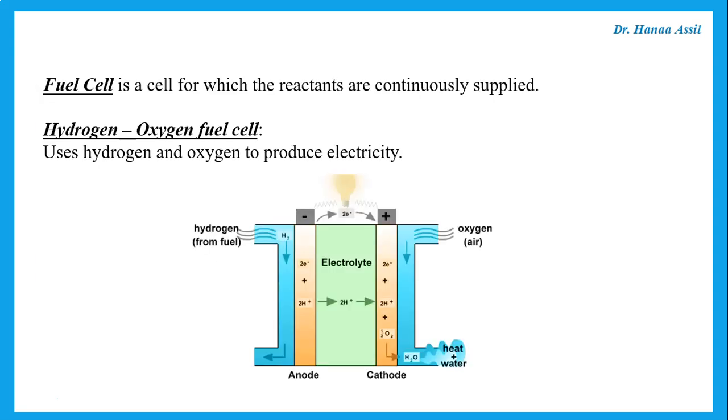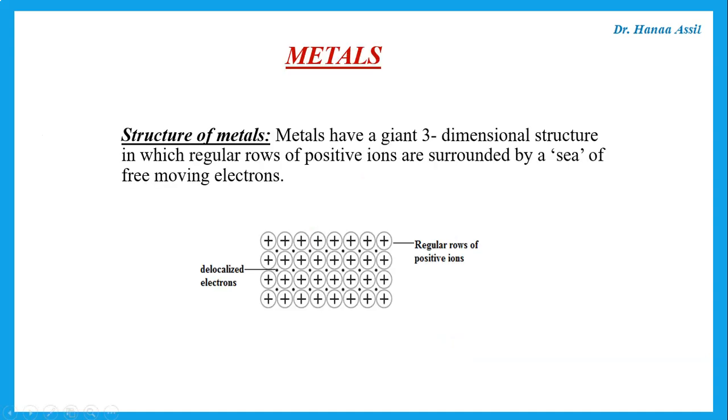Then we have a fuel cell. You should know that a fuel cell is a cell for which reactants are continuously supplied. So an example is hydrogen-oxygen fuel cell, in which we're continuously giving in hydrogen gas and oxygen gas. Of course, they react together to form water, and this reaction produces electricity. So this is an example of a fuel cell.